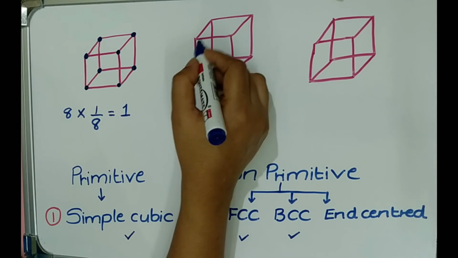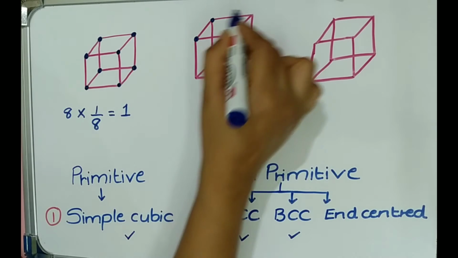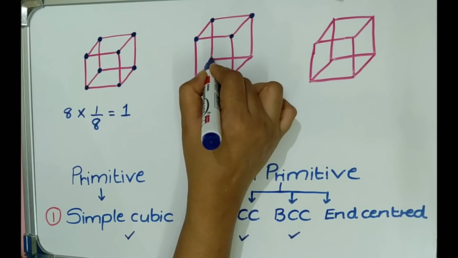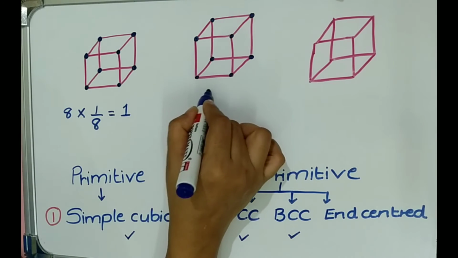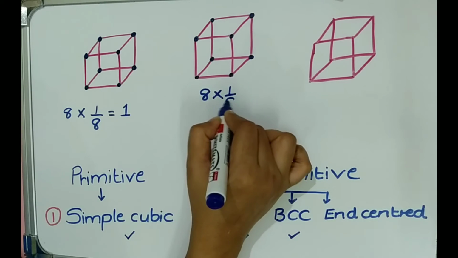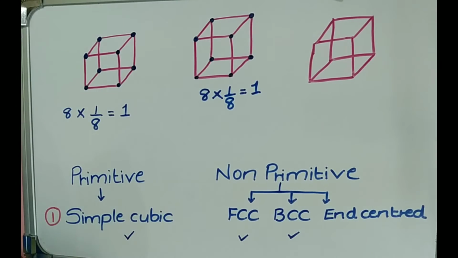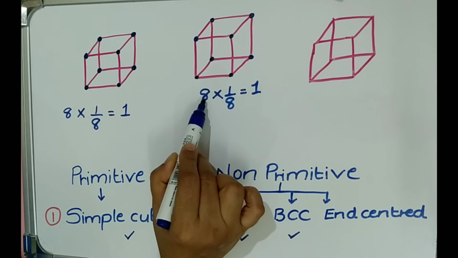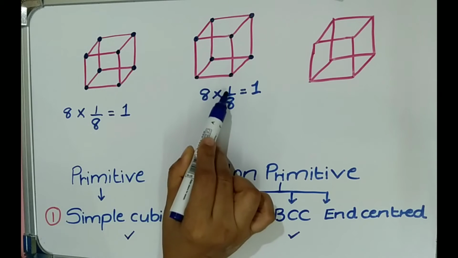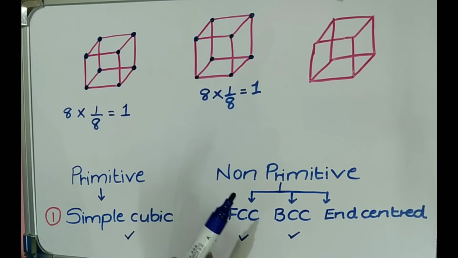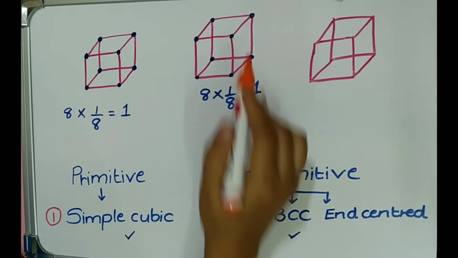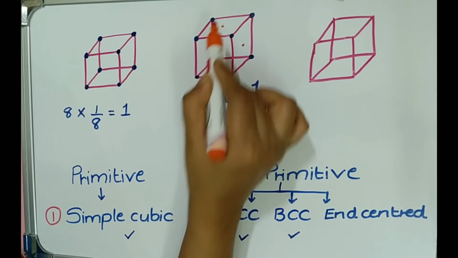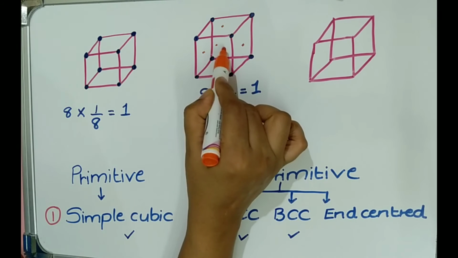So in FCC, already at the corners, the atoms are present. At the corners, atoms are present. So the contribution of each atom will be 1/8. Correct? 8 corners, 8 atoms are present. Contribution of each atom is 1/8, so 8 into 1/8 is equal to 1. Now, face centered means the atoms are also present on the face. Correct? The atoms are also present on the face.